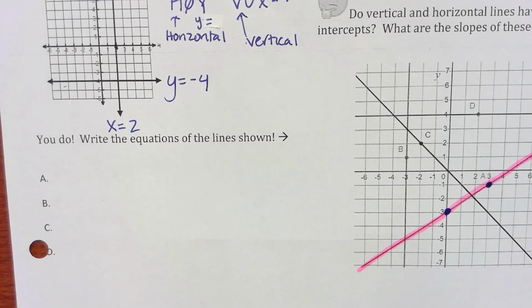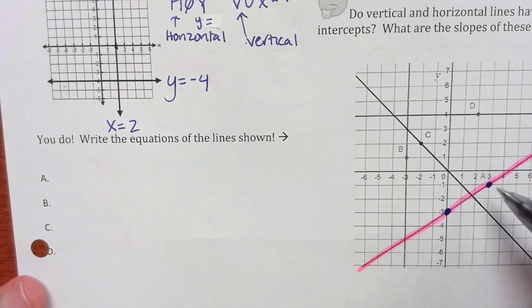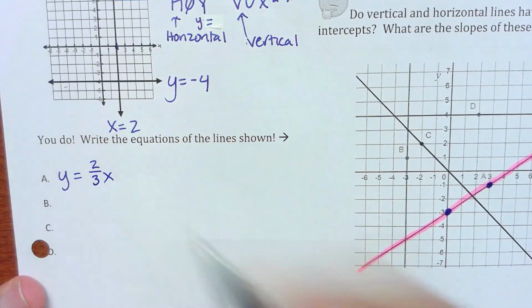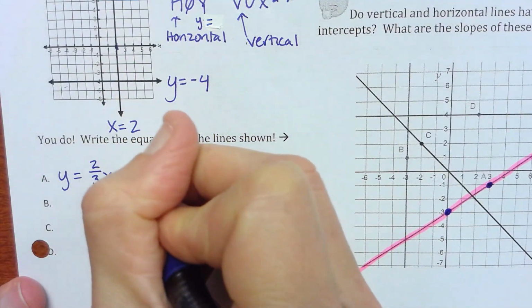So I'm writing a y equals mx plus b equation for line A, like a slope-intercept form equation. I see that the slope is rise 2, run 3, so y equals 2/3 x, and the intercept is -3, so -3.